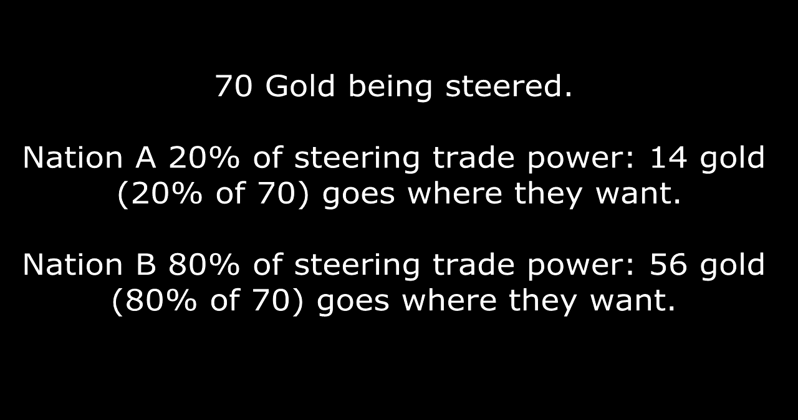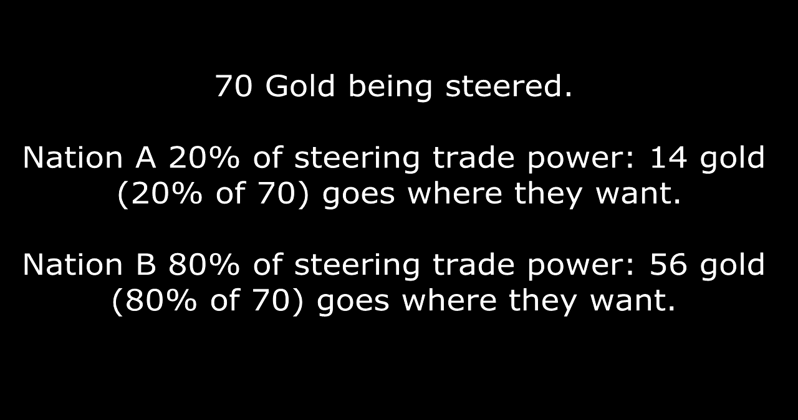So next, all the nations that want the gold moved on have all of their trade power totaled up and divided into percentages as well. So if two nations want trade moving and nation A contributed 20% of the total trade power that made up all of the nations that wanted the gold moved on, and nation B contributes the other 80%, then 56 gold, which is 80% of the 70 gold that was being moved on, goes wherever nation B wants it to go. The remaining gold, 14, goes wherever nation A wants it to go.